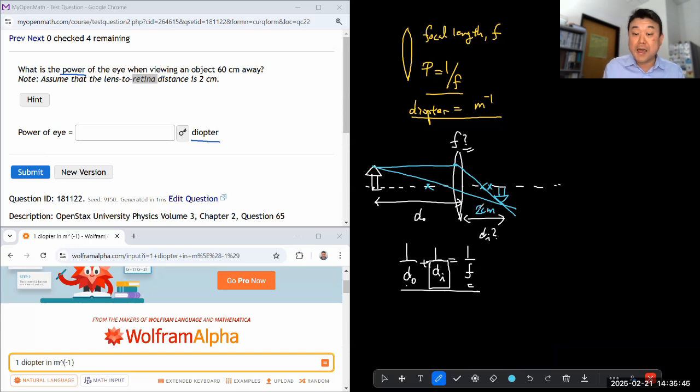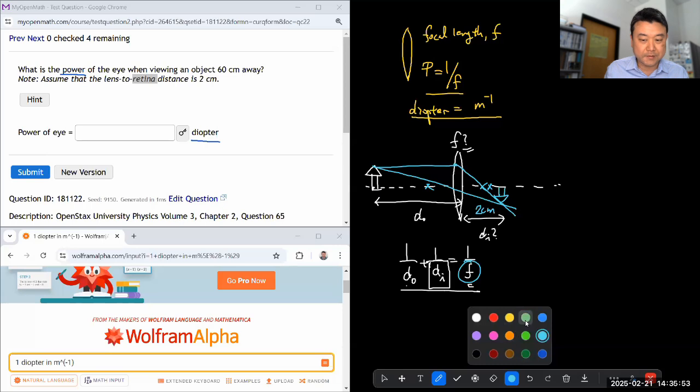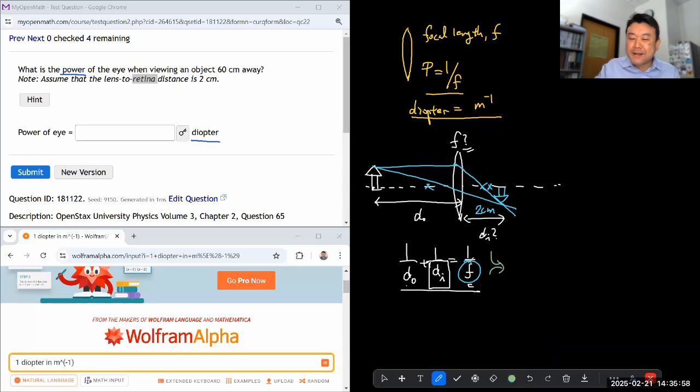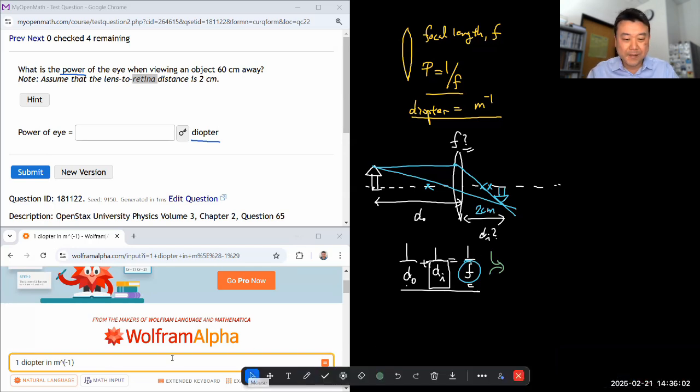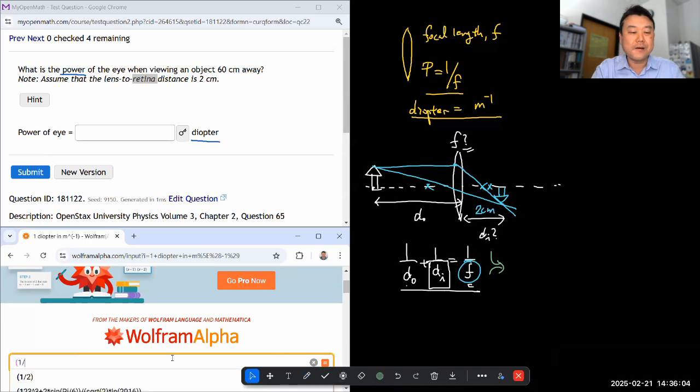So the question actually gave us a di. So all you have to do is to solve for f. So let me do this in my head, algebra, by which I mean I'm just recalling my memorized formulas. All you have to do, let me just take the reciprocal. I think I can do it that way. So I have Wolfram Alpha. I can just plug in the numbers. 1 over the object distance, 60 centimeters.